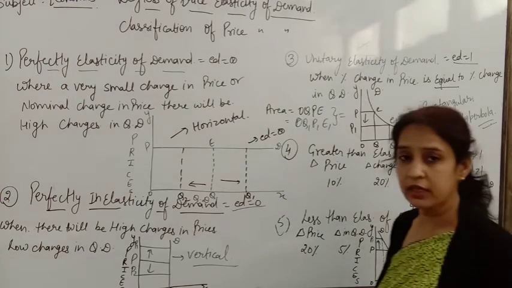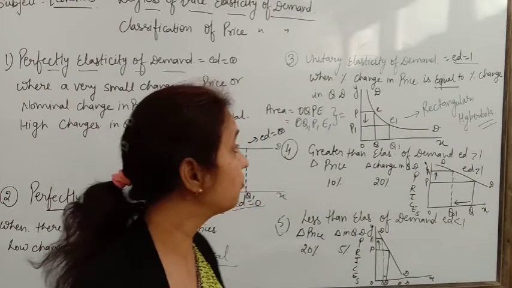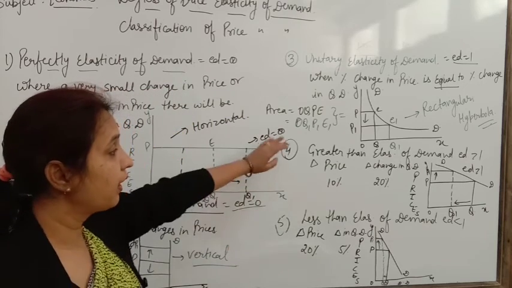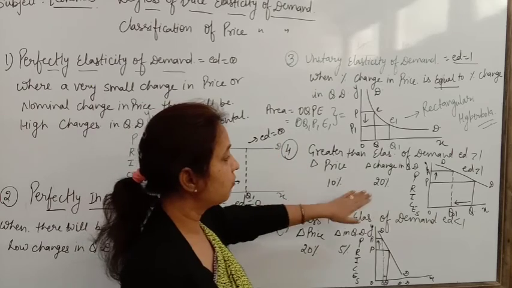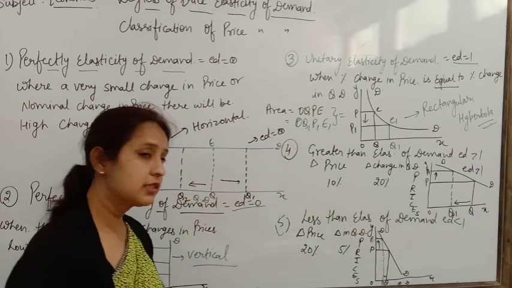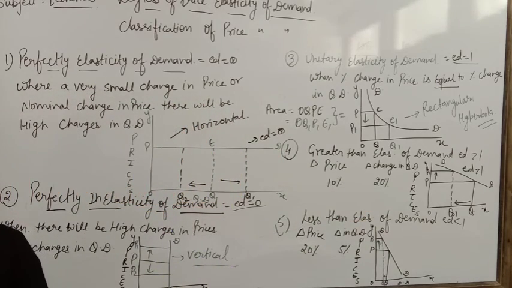Here we can take the example of unitary elasticity of demand, comfortable goods. Clear? Here we can take change in price and change in quantity demanded, that we can take luxurious goods or more comfortable goods.